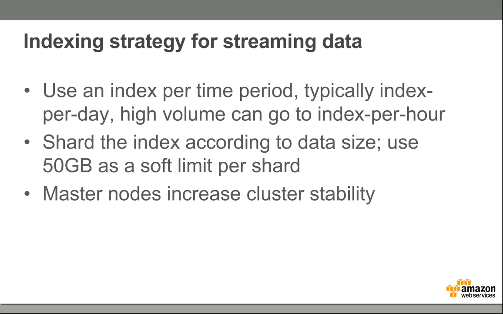And then you want to shard the index according to the data size. So again, as we said, 50 gig max per shard. If I have less than 50 gig, it's fine to have a single primary shard for that index. That will be the most efficient way to do it. If I have multiple 50 gigabyte increments, then certainly add additional shards to support that. And as we said before, we want to use master nodes to increase the cluster stability.